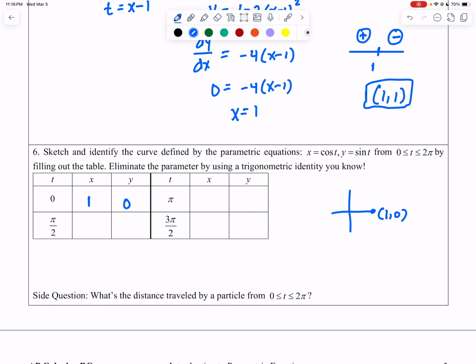If t is pi over 2, then x is 0, and then y, sine of pi over 2, is 1. So now I'm up here. If t is pi, I'm going to have negative 1 and 0, which means I'm right here. And then if t was 3 pi over 2, I have 0 and negative 1, which brings me down right here. So you'll realize that whenever I trace out this curve, this should be familiar, aka the unit circle.